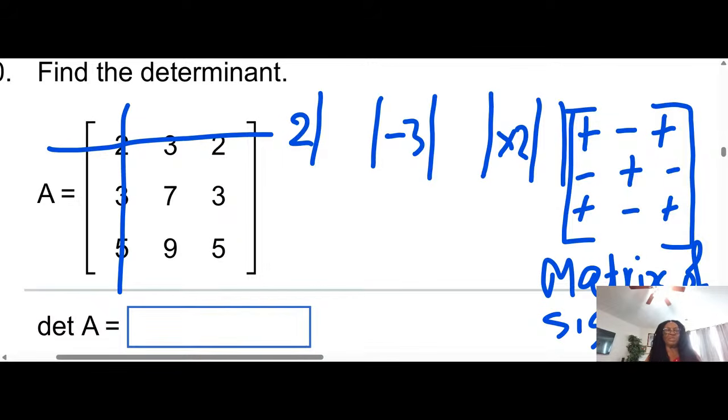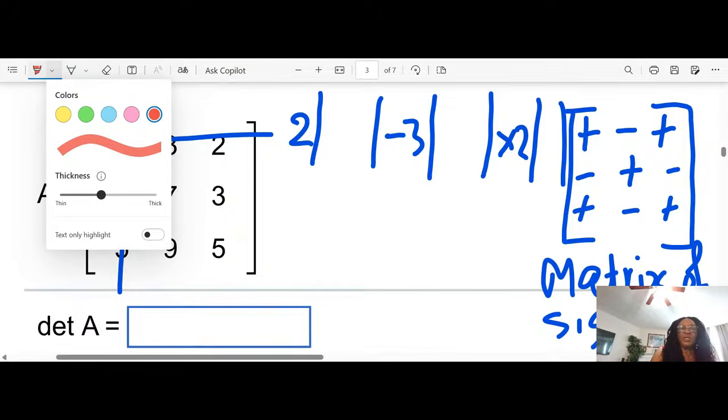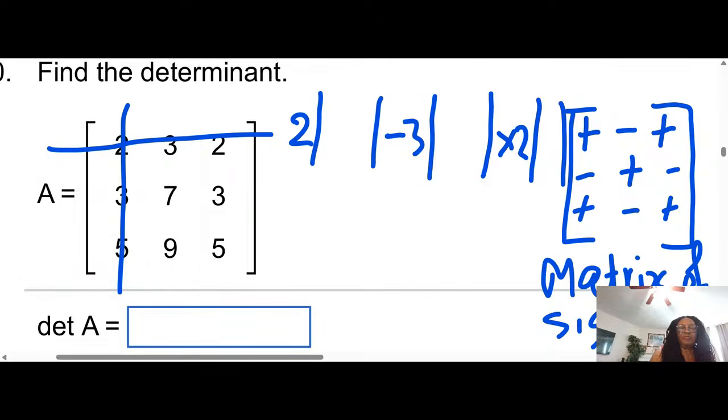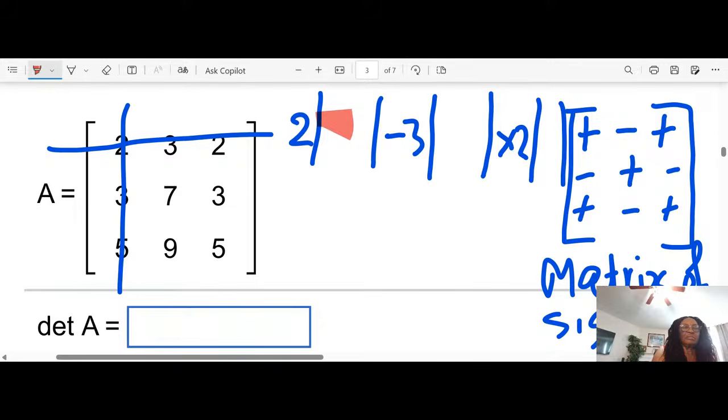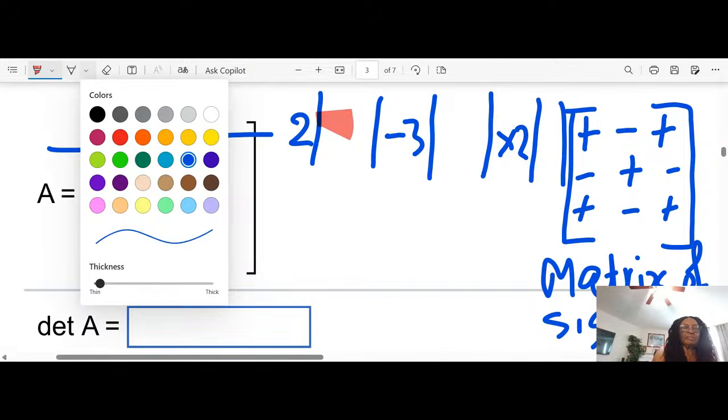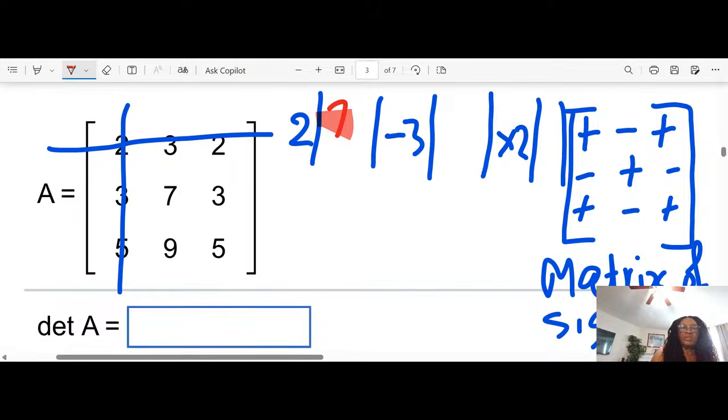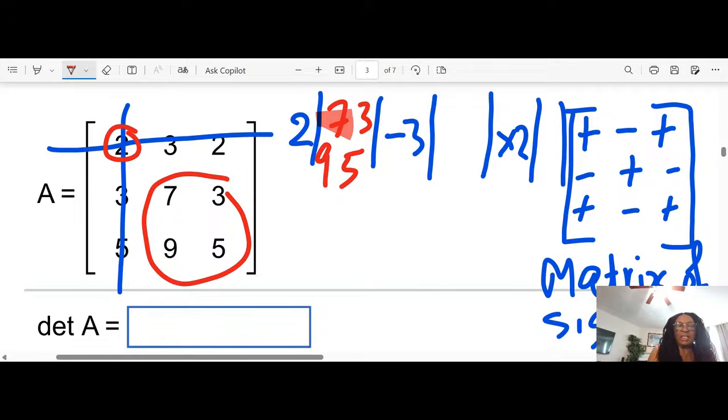So the first 2 by 2 matrix is 7, 3, 9, 5. Let me get another color. So the first 2 by 2 matrix is 7, 3, 9, 5. So I'm going to write 7 there. And how did I get this? See, the intersection of 2, everything I did not cancel is the minor for 2.